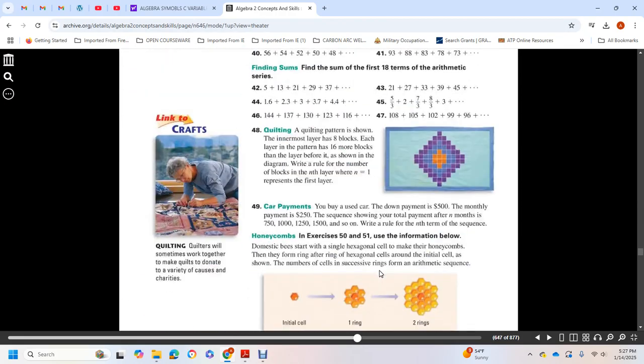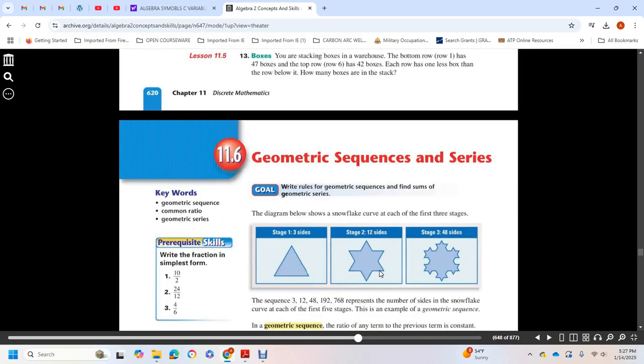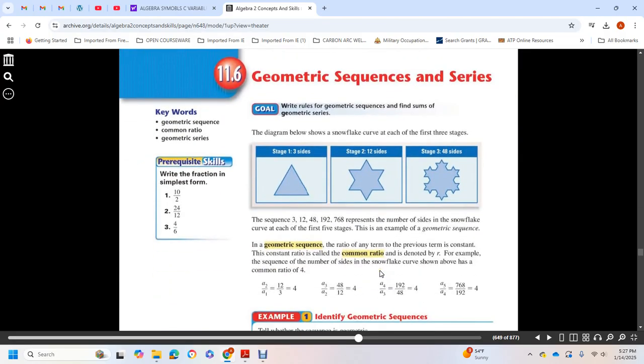Exercises 11.5. Quiz 11.6, geometric sequences and series. Write the rules of a geometric sequence and find the sum of a geometric series. The diagram below shows the snowflake curve at each of the first 3 stages. The sequence 3, 12, 48, 192, 768 represents the number of sides of the snowflake curve at each of the first 5 stages.